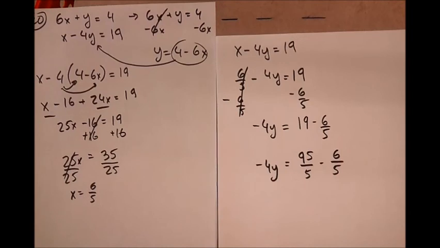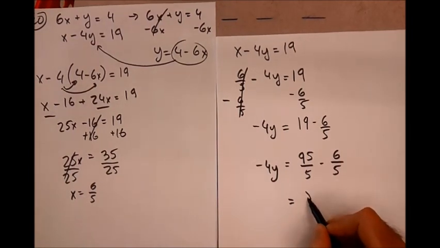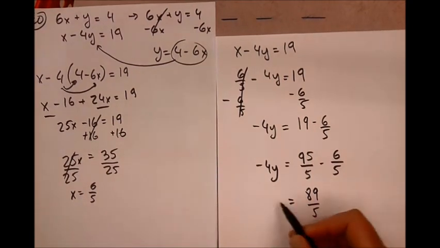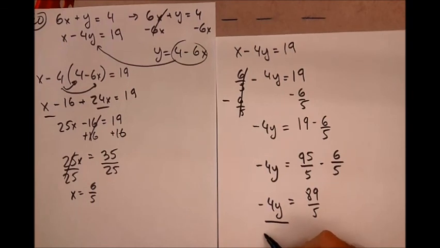So 95 minus 6 is 89. So I get 89 over 5, which also does not simplify. So they're making our lives just a little bit more difficult. Next step would be to get rid of the negative 4 by dividing both sides by negative 4. It's being multiplied, so that's why we do the opposite. And yes, you're going to divide that fraction by negative 4. That's gone there.